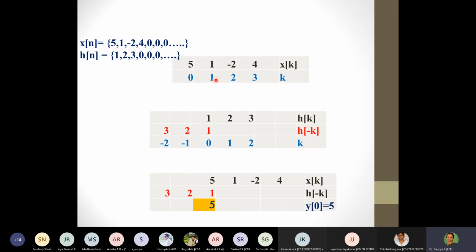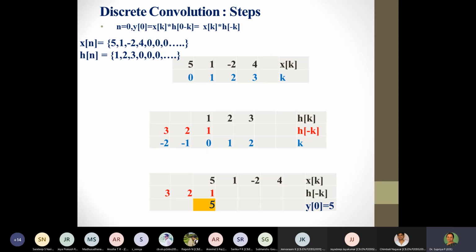At k equal to 0, 1, 2, and 3, the values of x of k are 5, 1, minus 2, and 4. Basically, for each value of n, we need to substitute and find out what would be the resultant. So this is replaced with a dummy variable k, as x of k, and this would be h of n minus k, as has been seen in the previous slide. So when n is equal to 0, this results in x of k convolution h of minus k.